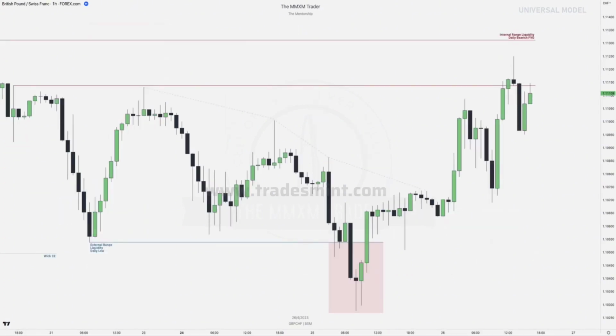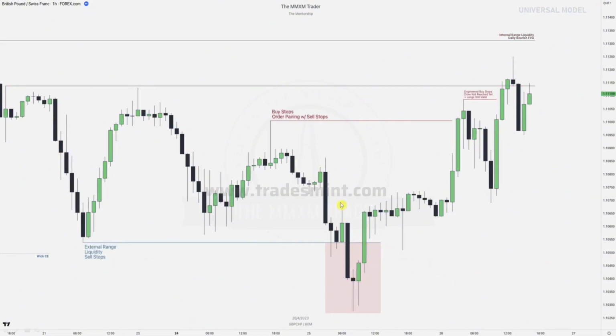Going into our intermediate term perspective, we know our long-term perspective, we have that internal range liquidity daily fair value gap. On our intermediate term perspective, we got all these failure swings, right? So we know where the liquidity is resting. So we have our bias confirmed after we break structure, right? So we need this external range liquidity purge, and then we wait for that break of structure, right? Over here, we have a break of structure. We have those engineered buy stops over here.